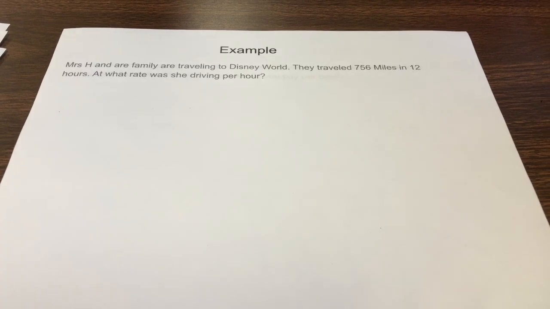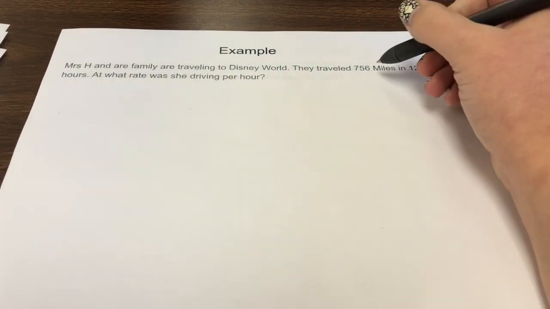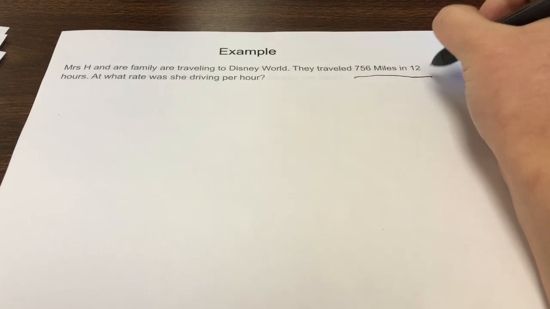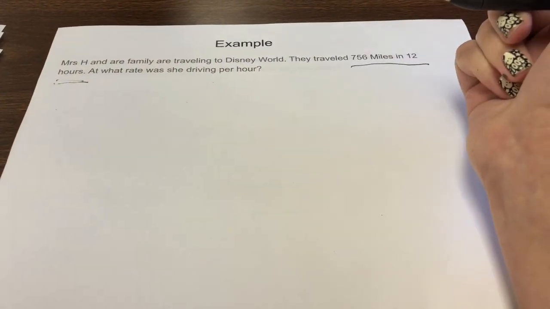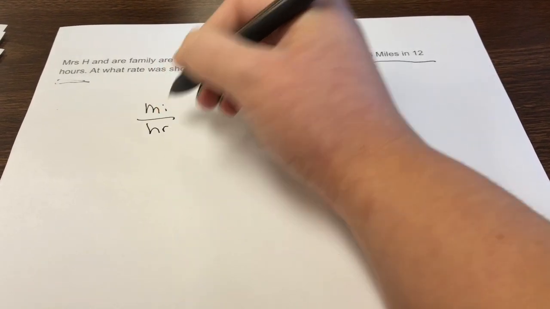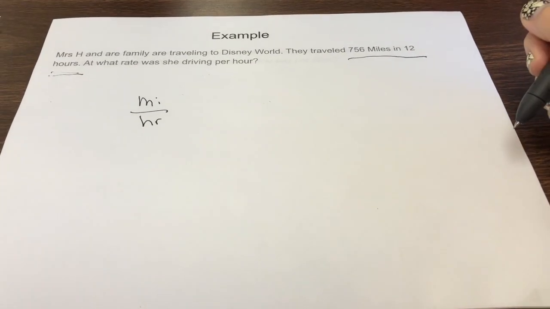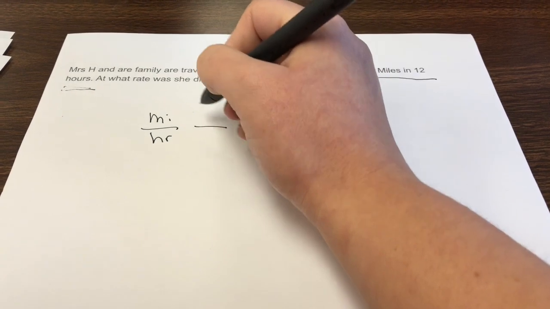So Miss H and her family are traveling to Disney World, which is our favorite place to go. They traveled 756 miles in 12 hours. At what rate was she driving per hour? We know that our units are miles and hours. I always tell my students, set up those units first so you can keep your numbers straight. Here I'm going to have a ratio, and they give me 756 and 12.